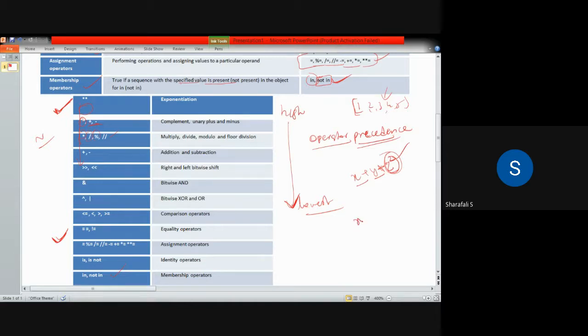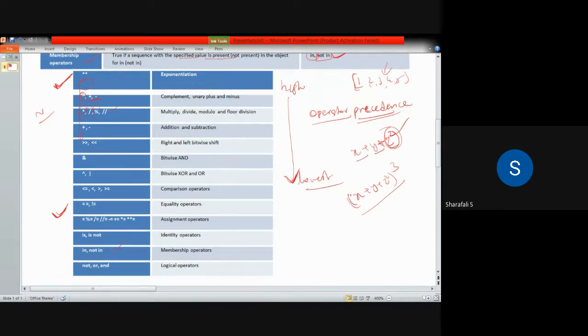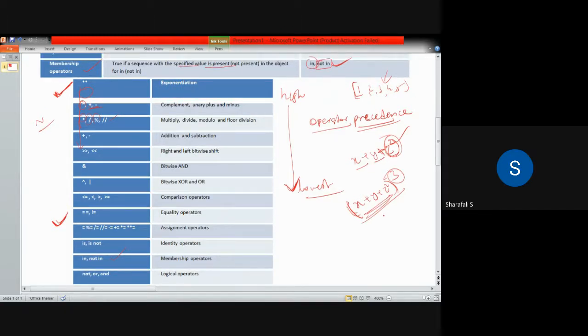But if you have x plus y plus z and you are having this kind of operation with a bracket, then you have to consider that bracket first. Whatever is inside the bracket, you have to perform first, right? Then only you can take this cube. I am not talking about brackets here. I am only talking about the operators, and which one has the highest precedence.